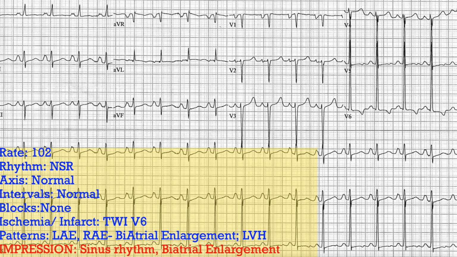And so our impression overall: we have mild sinus tach, maybe mostly sinus rhythm, maybe a T-wave inversion in V6, but I think it's more probably due to LVH, and that goes with the finding of biatrial enlargement.